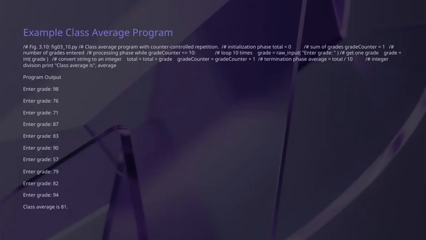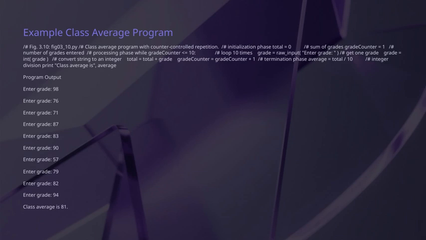Let's walk through this example of a class average program that uses counter-controlled repetition. The main idea here is that we're calculating the average grade for a class by processing exactly 10 grades. First, during the initialization phase, we set total to 0, which will hold the sum of all the grades, and we set grade counter to 1. This count helps us control how many times the loop runs, in this case, 10 times.